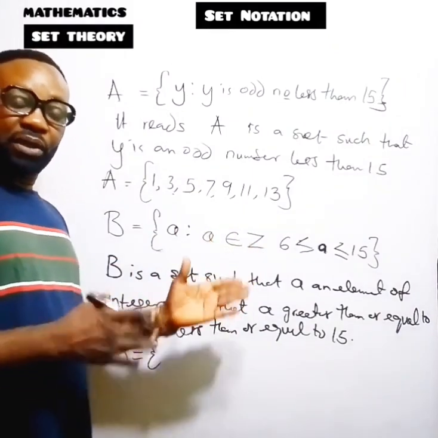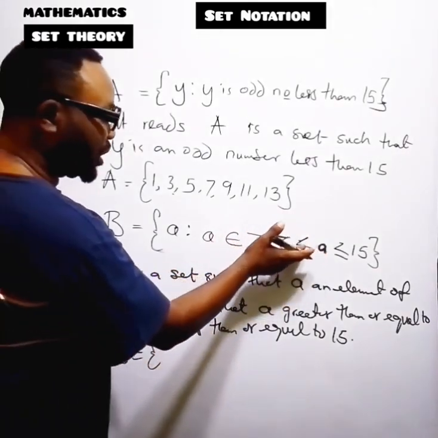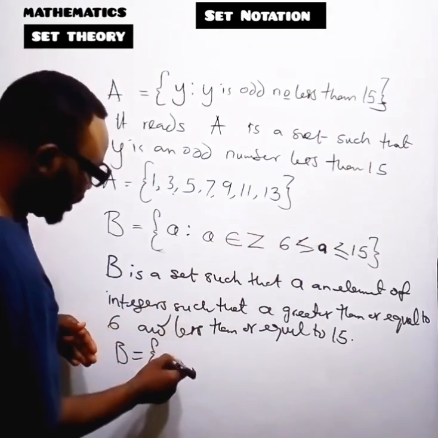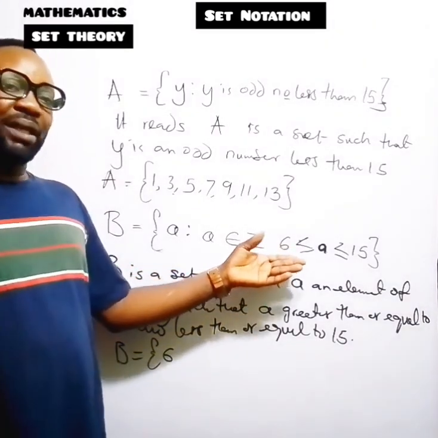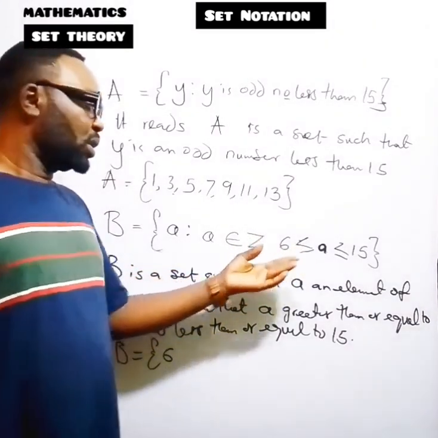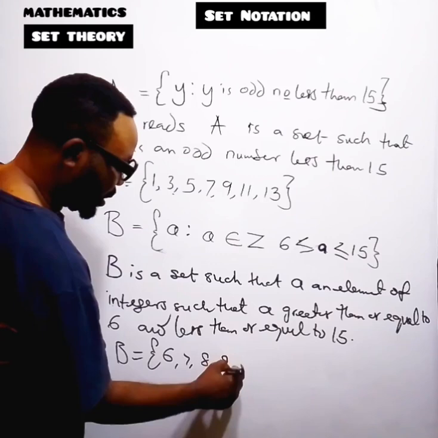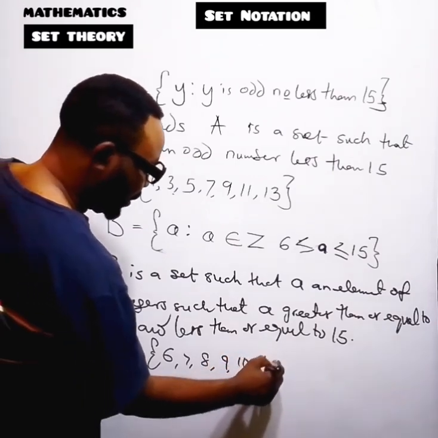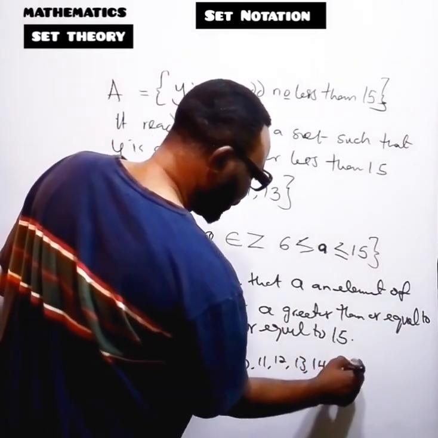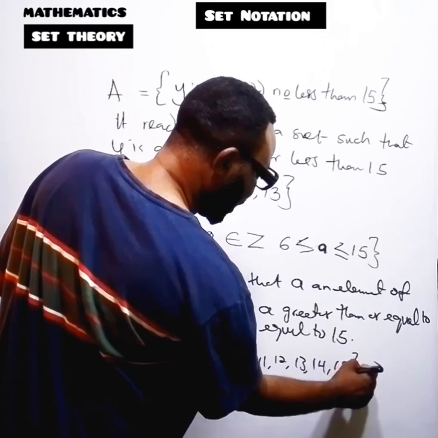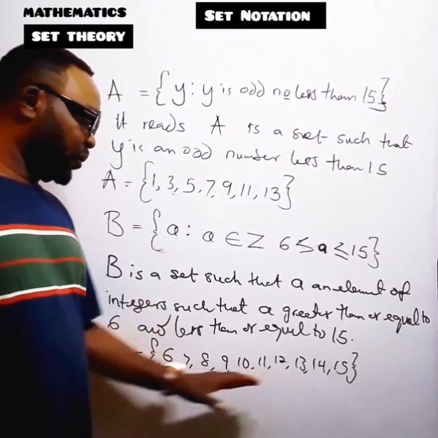Integers are either positive integers or negative integers. The one we have here belongs to the positive integers, greater than or equal to 6. So 6 is going to be inclusive because the question says it is greater than or equal to 6. 6, 7, 8, 9, 10, 11, 12, 13, 14, 15. Those are the elements that you will find in B, the one that we have here right now.